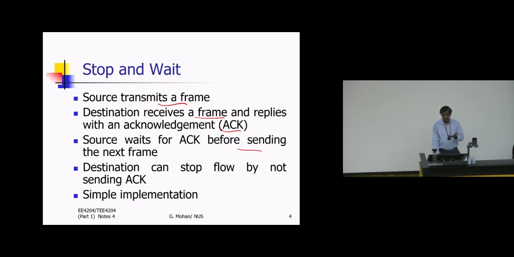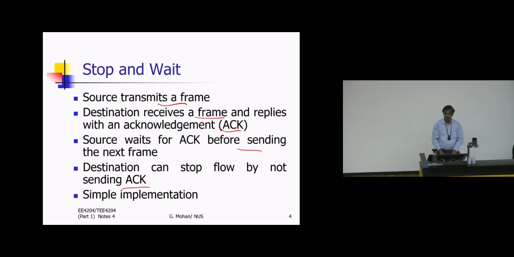If the destination is slow and not able to cope, if the processing is slow, the destination or the receiver can always stop the flow, always tell the sender, don't send a new frame. How can it do that? Very simple, by not sending an acknowledgement. Let's say I read a word. If you don't raise your acknowledgement, that means you are slow.